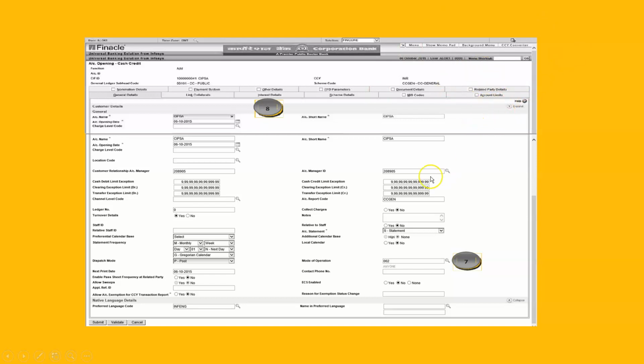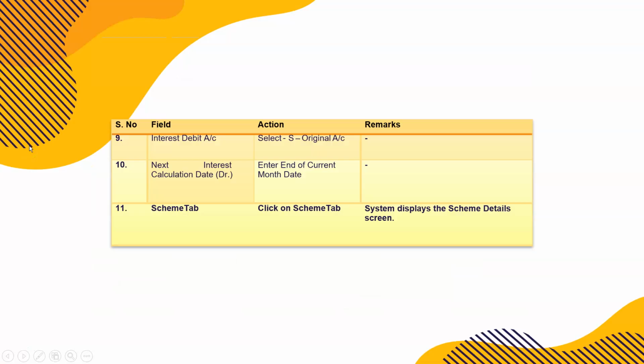So this is the screenshot they have given here for interest details, general details, and mode of operation, right? The mode of operation is 002. It can be either or survivor, it can be anything here, you can see. So this screen shows your general details only, mode of operation and dispatch of the statement. We don't issue any passbook in the CC or current account here.